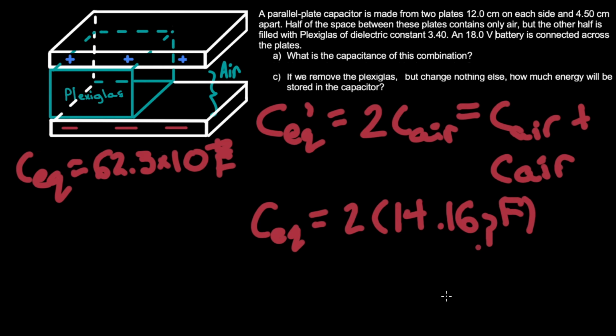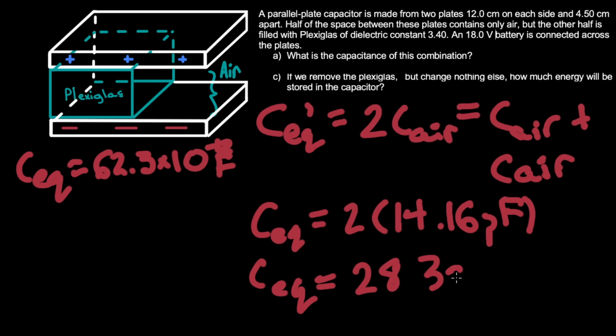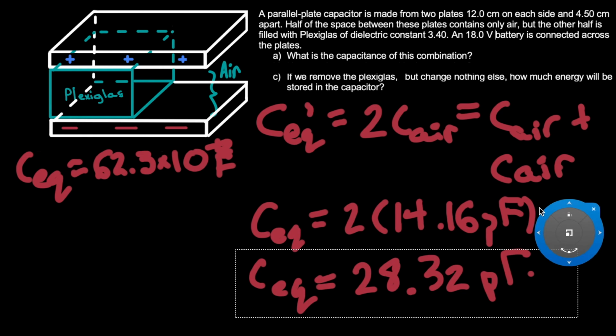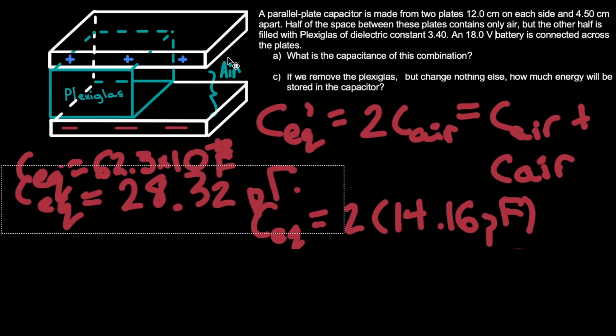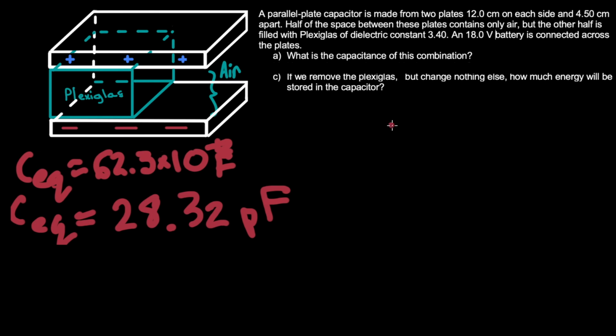which is just times 10 to the negative 12 in another way, which means that our new CEQ is then going to be equal to 28.32 picofarads. And so that is our answer for the second part. And I will move that over and then clean up the board. Okay, so there is our CEQ.